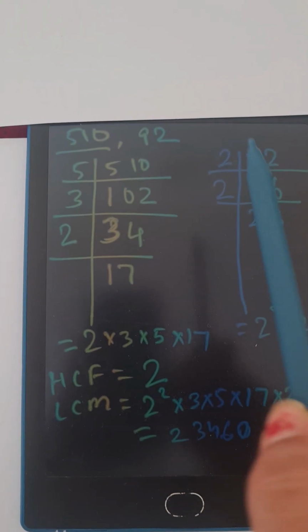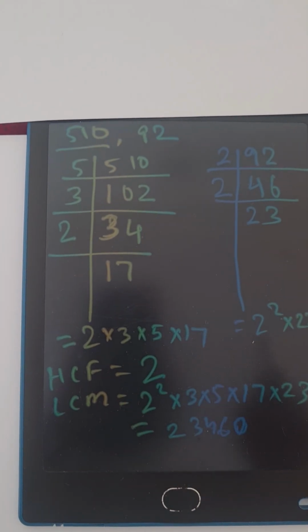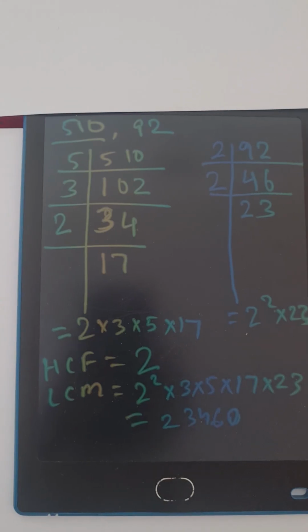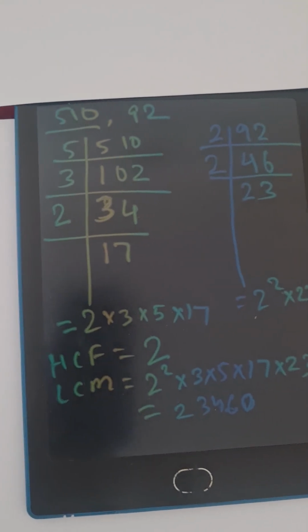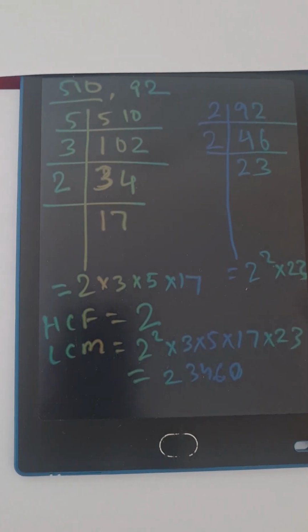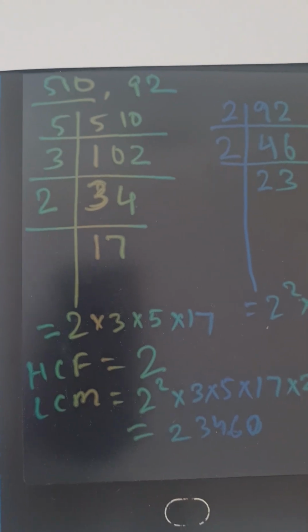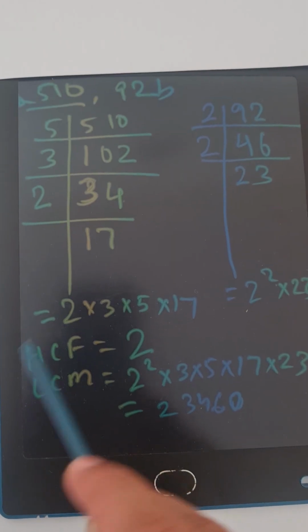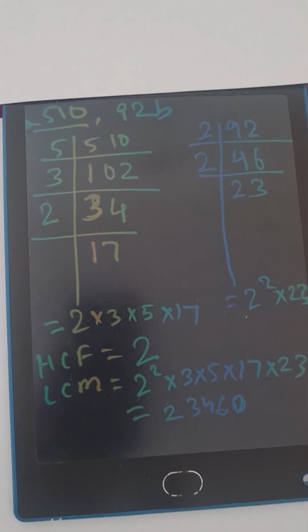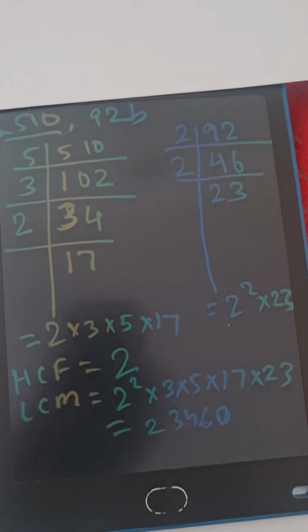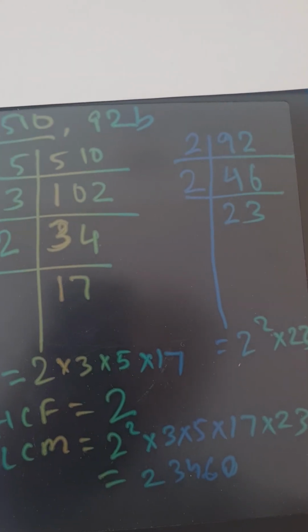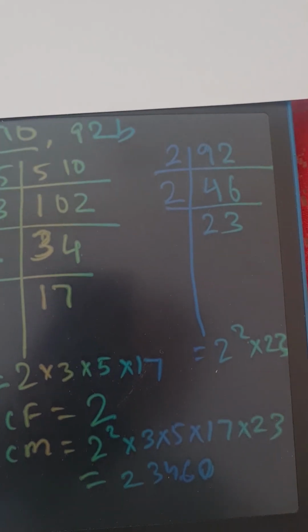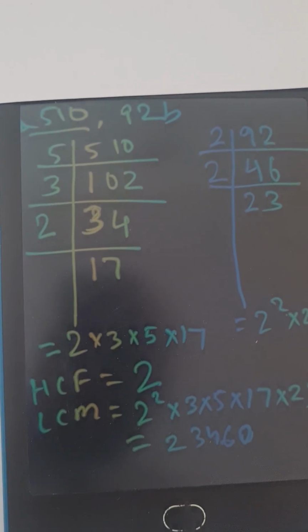So here it will be equal only. The product of the two numbers A and B will be equal to the product of the HCF and LCM of those two numbers A and B.